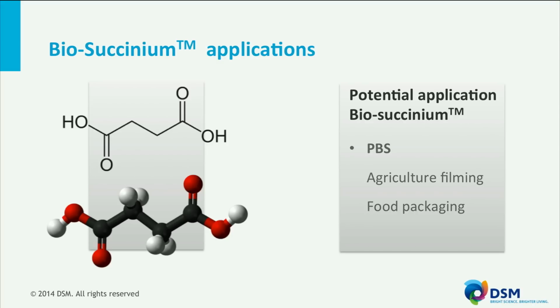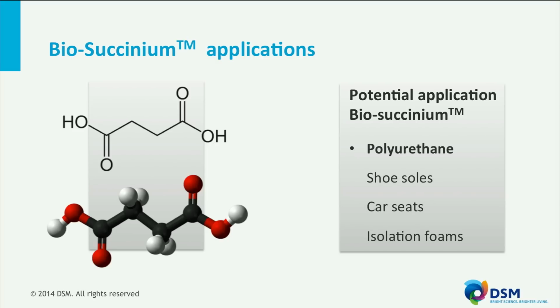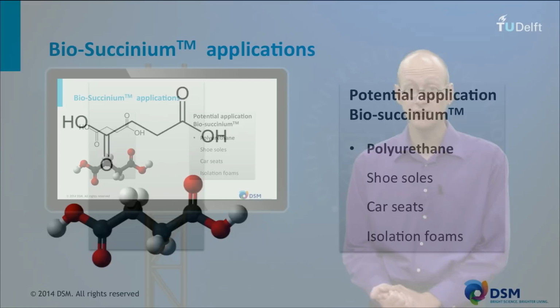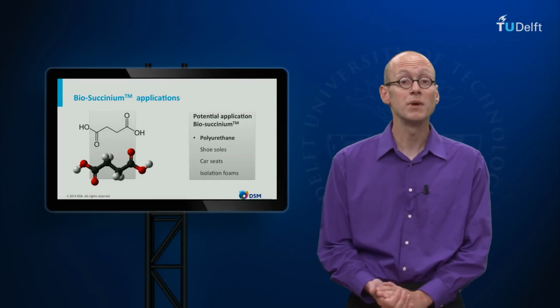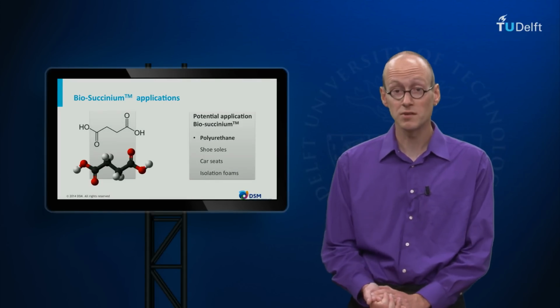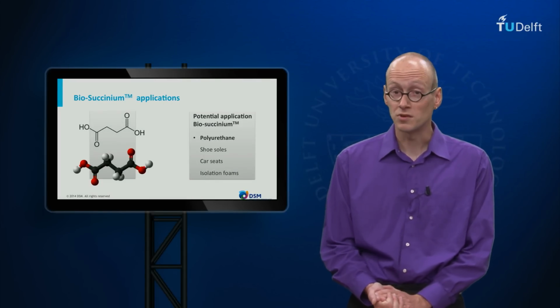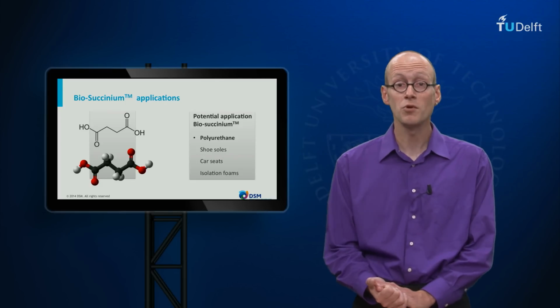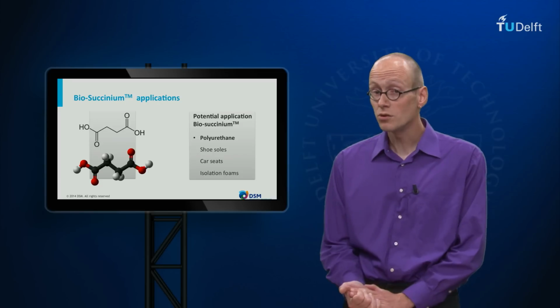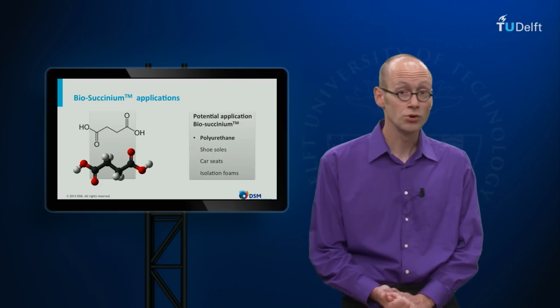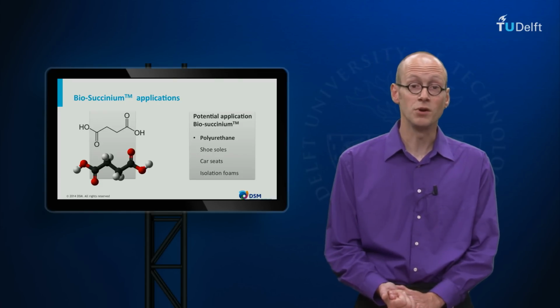The second application we focus on is polyurethane. This product already exists. However, now we want to replace the used adipic acid, which is petrochemical based. So with succinic acid, we would like to green this product. Applications are also very diverse in this field, like shoe soles, car seats, but also isolation foams.